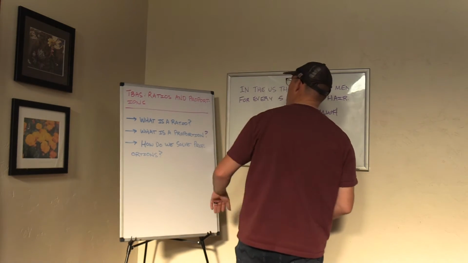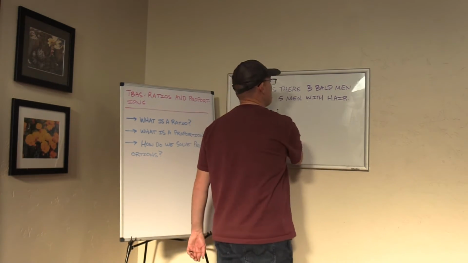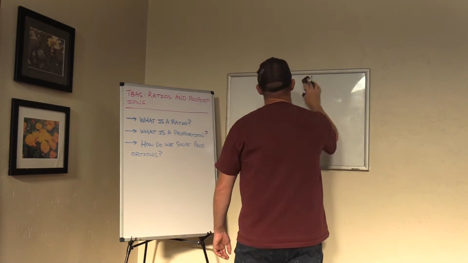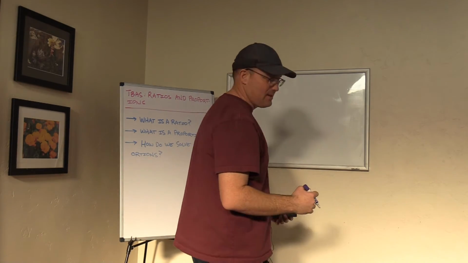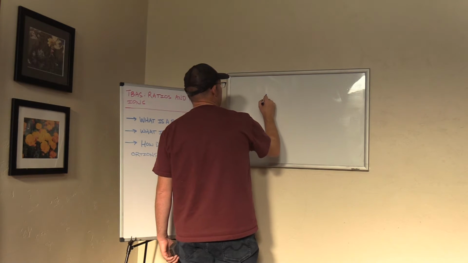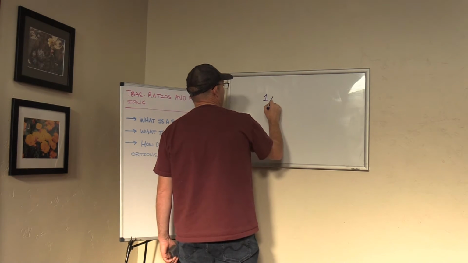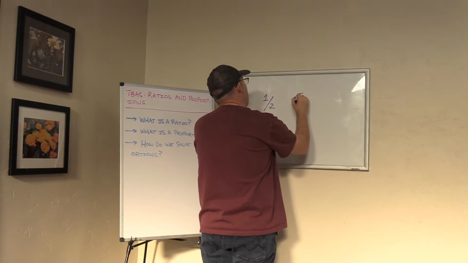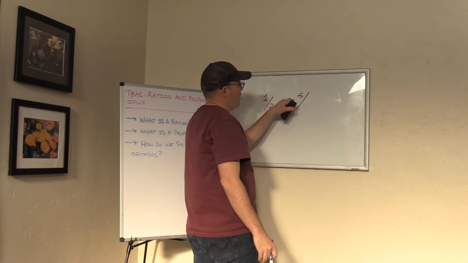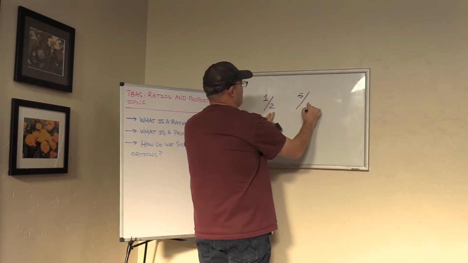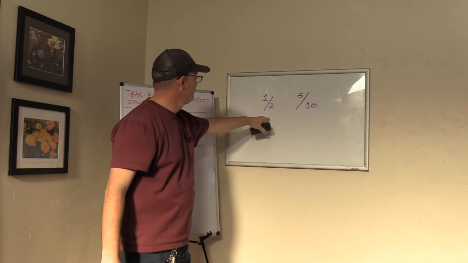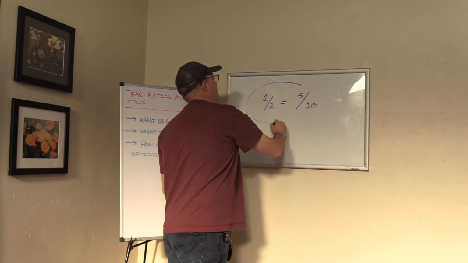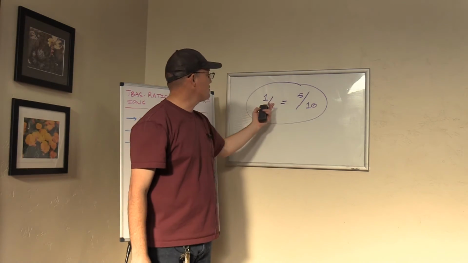Now, what is a proportion? A proportion is 2 ratios that are equal to each other. Let's go back to our sweet tea example. You remember we said for every gallon of water, we have 2 cups of sugar. That's our ratio. Now if we have 5 gallons of water, that means we're going to have 10 cups of sugar. 1 to 2, 5 to 10, those are equal. This is called a proportion. A proportion is 2 ratios that are equal.